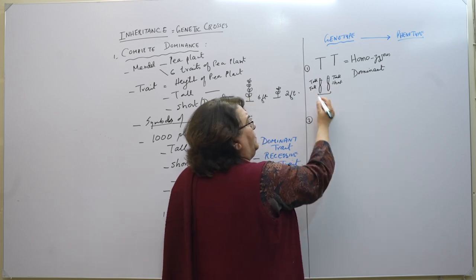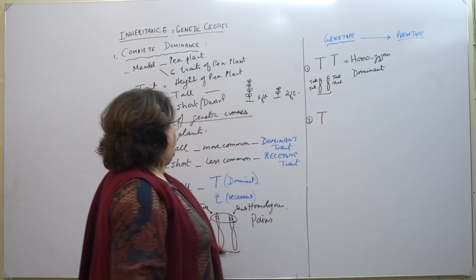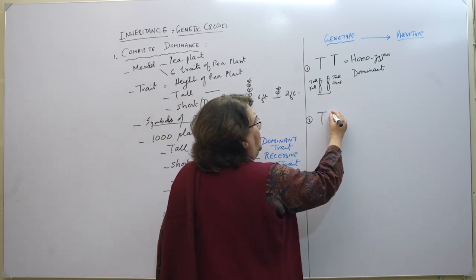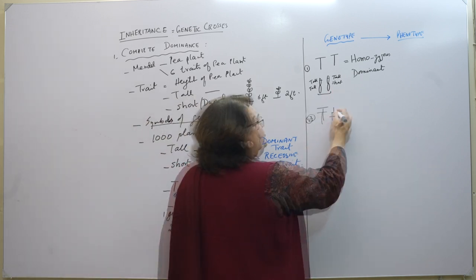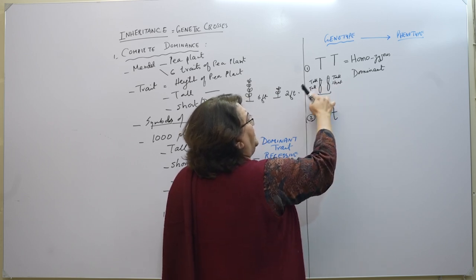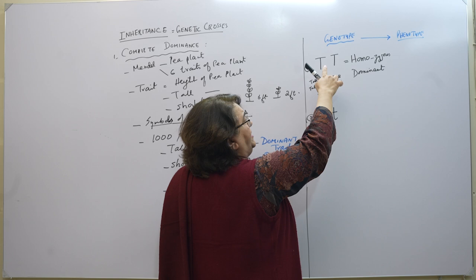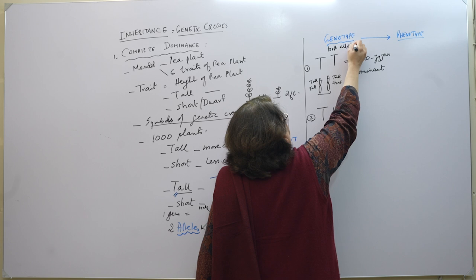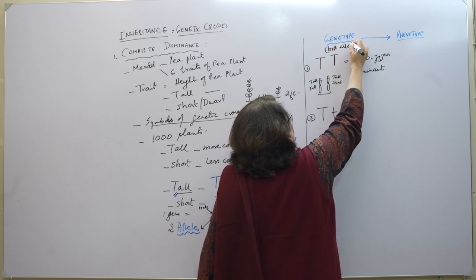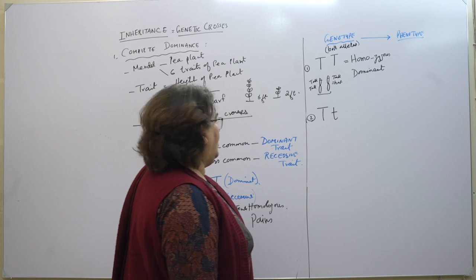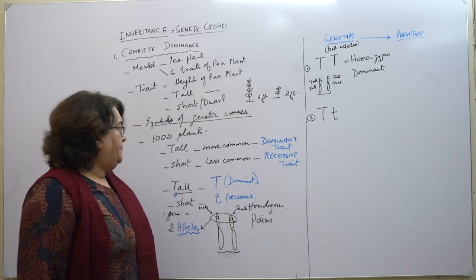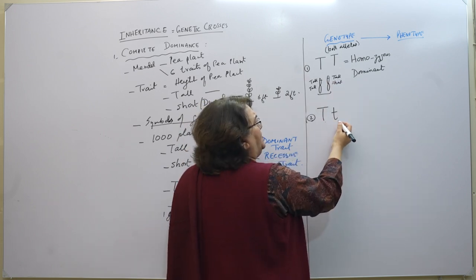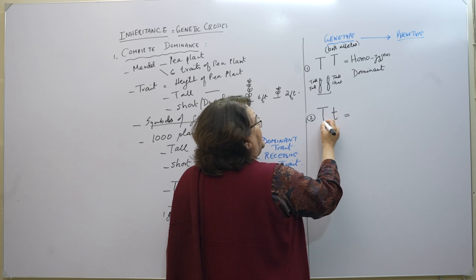How do I write them down? I'm going to use the capital letter T to represent tallness, and the lowercase t, small t, to represent the short allele. Both of these are termed alleles. In a genotype, we write down both the alleles together. So I hope you understand this by now. What's an allele? An allele is said to be all of the variants of a gene present on the homologous chromosomes.